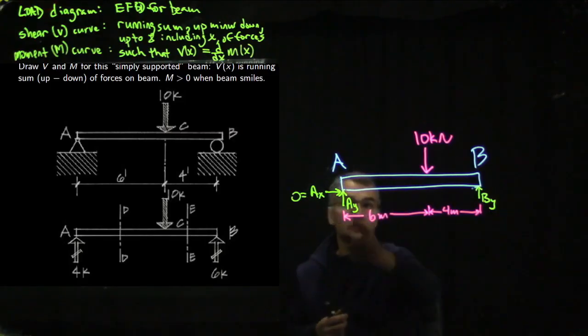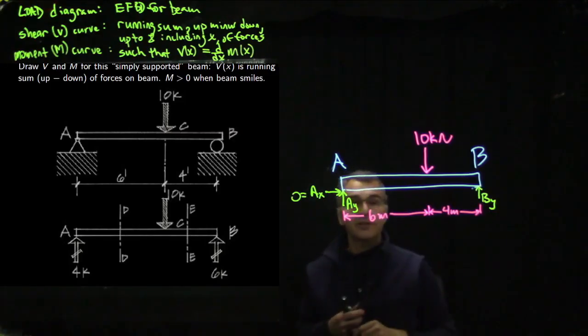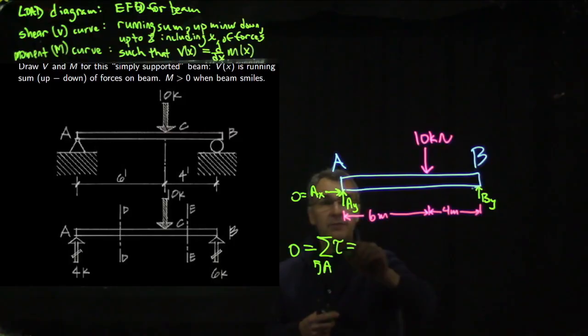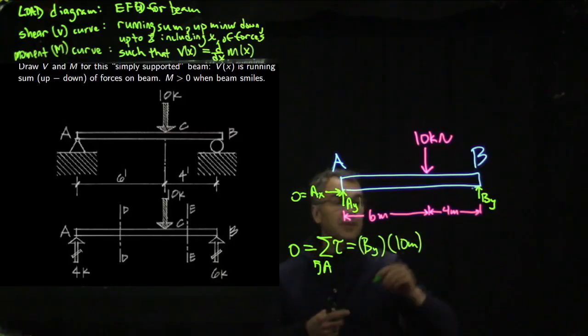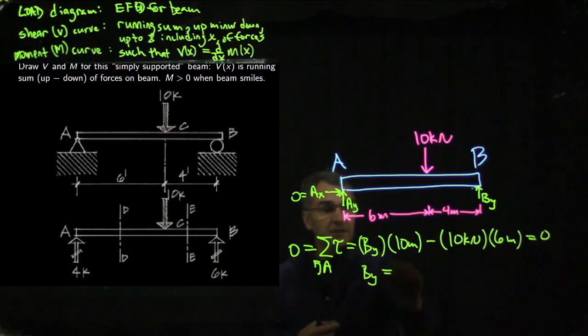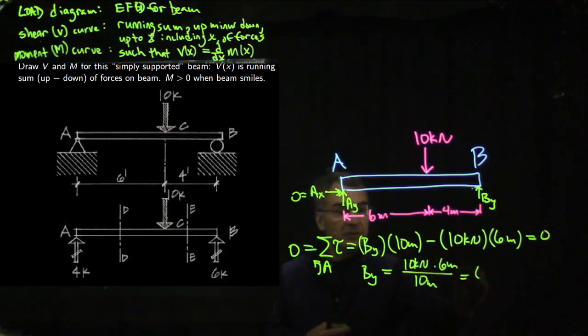So we need forces AY and BY, which add up to 10 kilonewtons. And you could guess, I guess, that they're in the ratio of 4 to 6 and that this one has to be bigger. But let's just do it. So we'll say 0 is the sum counterclockwise about A of the torques or moments. So about A, pivoting about A, counterclockwise we have BY times 10 meters. And then clockwise we have 10 kilonewtons times 6 meters. So that gives us BY equals 10 kilonewtons times 6 meters divided by 10 meters equals 6 kilonewtons.